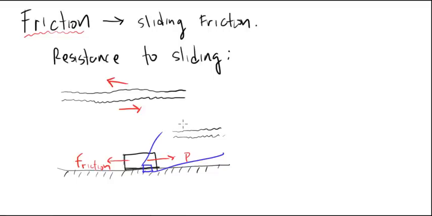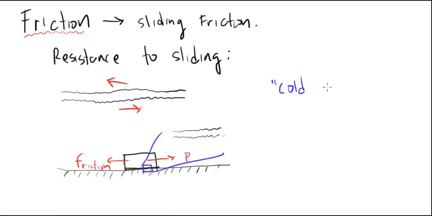We could go even further. You could imagine on an ultra microscopic scale, what if you had two surfaces that are remarkably smooth? Well, there's actually an interesting phenomenon that might be worth mentioning, which is called cold welding.